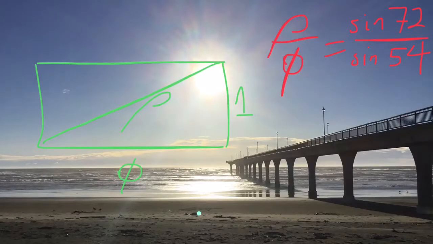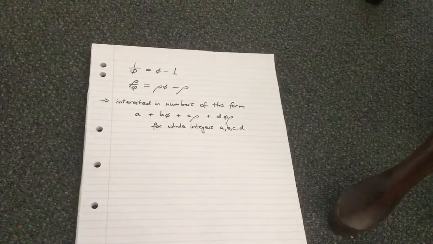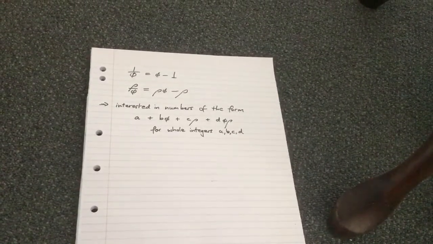Starting with the 108 degrees, if we halve that and get 54 and use that instead of the 36, then we naturally calculate the ratio of rho to phi. Taking the hexagon instead of the pentagon, the analogue of rho over phi would equal 1. You can easily check that. Recall that 1 over phi is phi minus 1, and so rho over phi is rho phi minus rho.